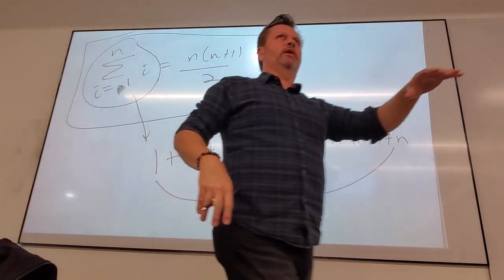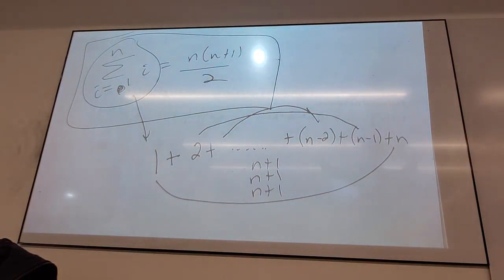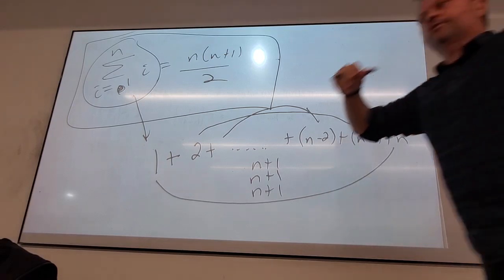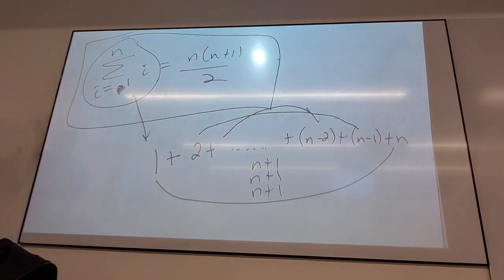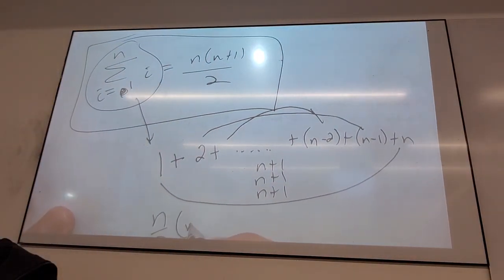How many pairs will I have? If I had 100 numbers, I would have 50 pairs, yes? So obviously, however many numbers I have, I cut it in half. So how many pairs of numbers are there? n over 2. And every pair sums up to n plus 1.